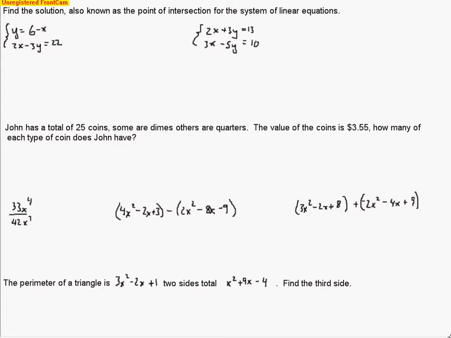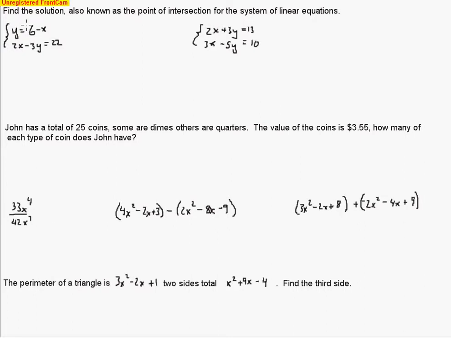This is the second part of the lesson for Handout 2A. So let's take a look at the first problem here. It says find the solution. The solution is also known as the point of intersection. It's where these two lines end up crossing for this system of linear equations. Linear just means straight lines. So if I were to graph these, they would form straight lines, and they'd eventually cross at a point, and that's what we're trying to find.